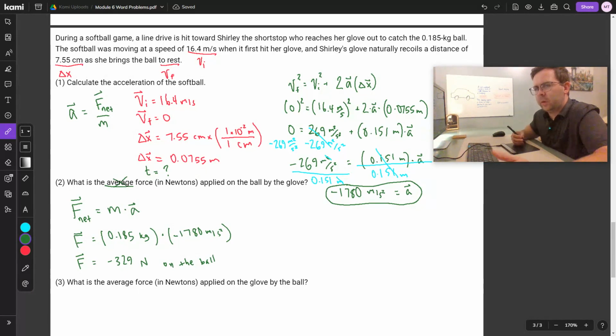So what is question 3? What is the average force in newtons applied on the glove by the ball? So this is where we use Newton's third law, and we know that for every force, there's an equal and opposite force. So if the glove is applying a force of negative 329 newtons on the ball, then that means the ball must be applying a force of positive 329 newtons on the glove. And that's because for every force, there's an equal and opposite force acting. So that should solve this problem.